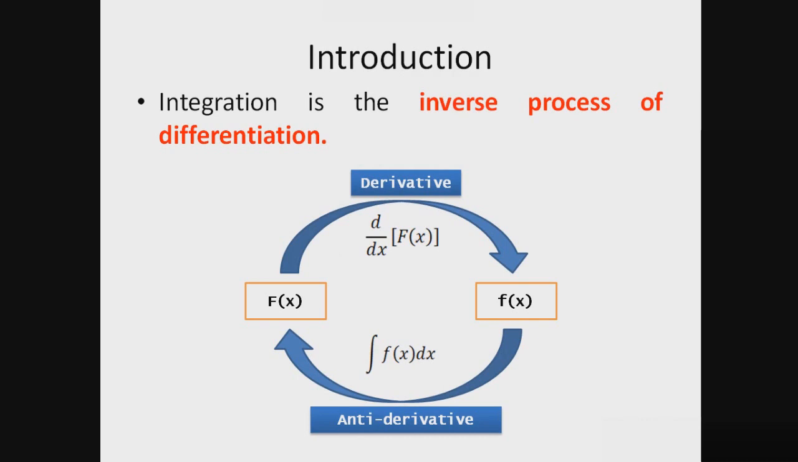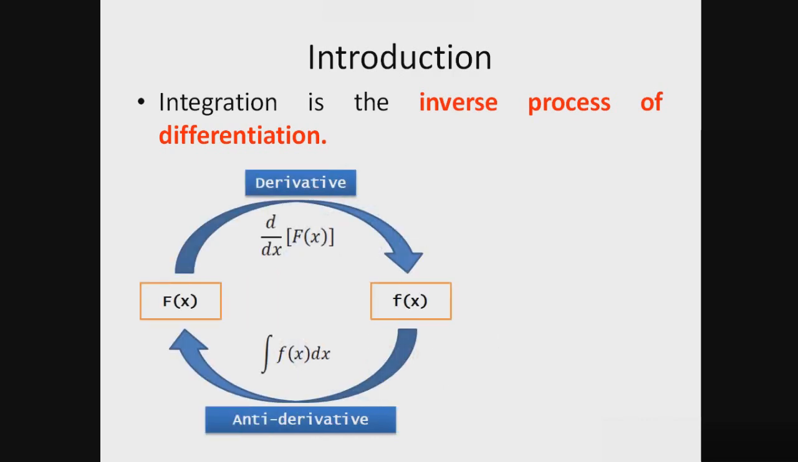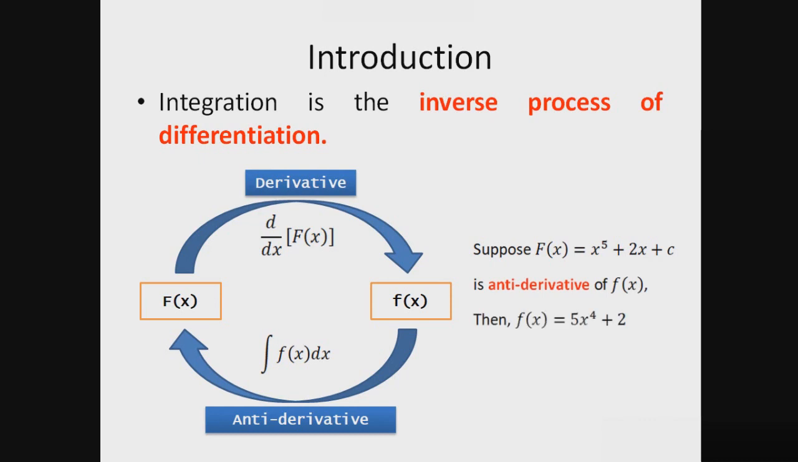So what is an antiderivative? Well, that's a function for which if we take the derivative of it, then we will get back its original function. So in this case, the capital F(x) is the antiderivative of the lowercase f(x). For instance, suppose the capital F(x) is equal to x to the power of 5 plus 2x plus c, the antiderivative of f(x). So we know that the lowercase f(x) will be 5x to the power of 4 plus 2.